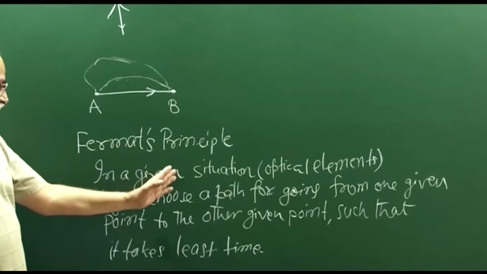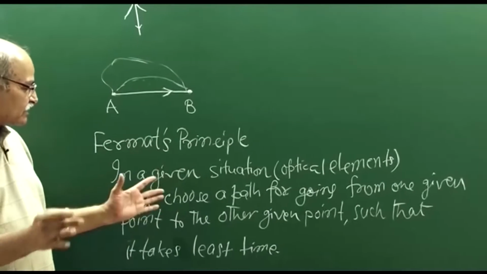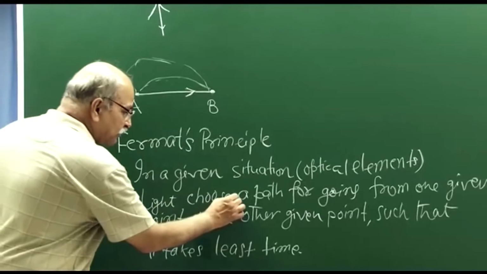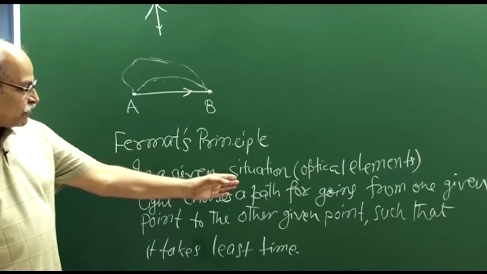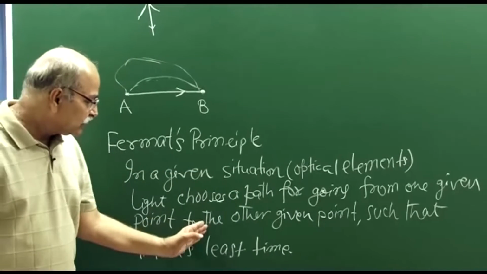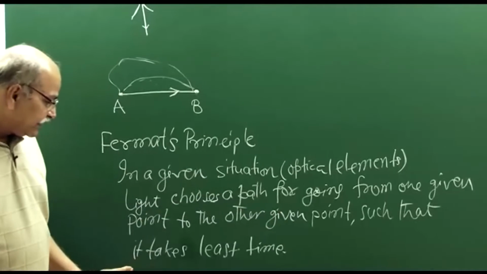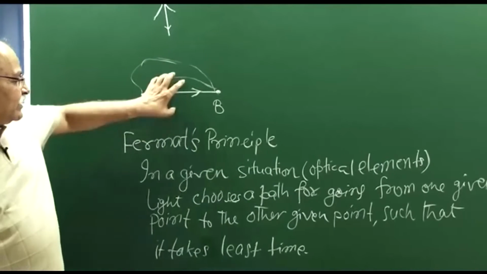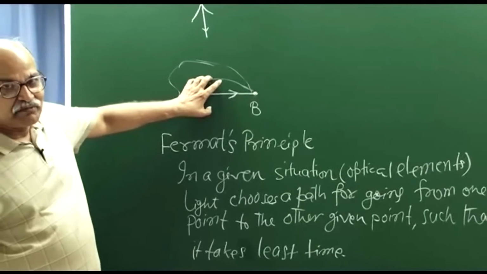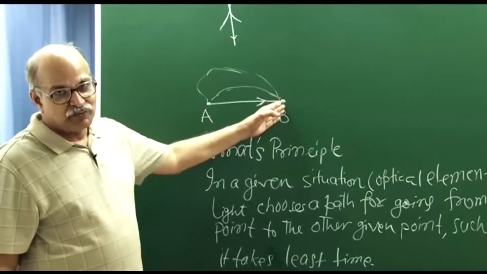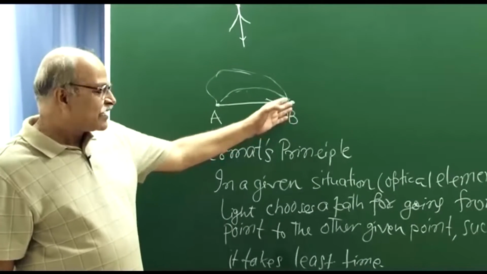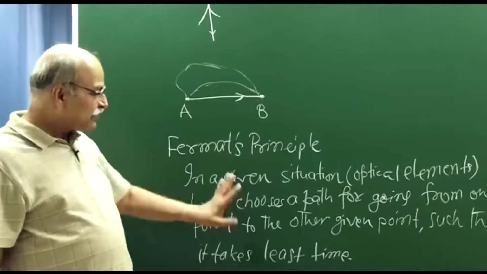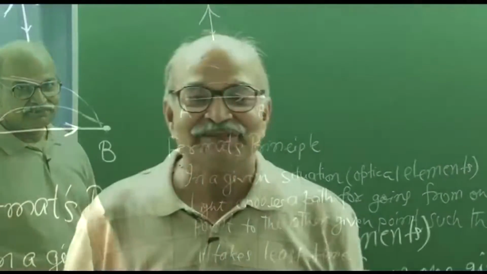In a given situation, that means with all your lenses and mirrors etc. fixed, light chooses a path for going from one given point to the other given point such that it takes least time. This is known as Fermat's principle, and you apply it here in the homogeneous isotropic medium, it just turns out to be a straight line. There are more fancy descriptions for this principle, but this is good enough.